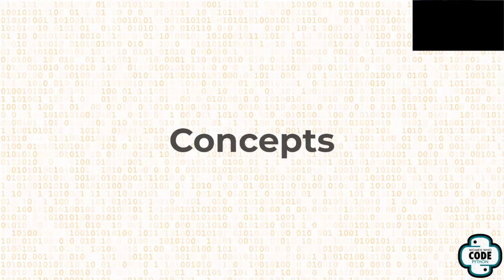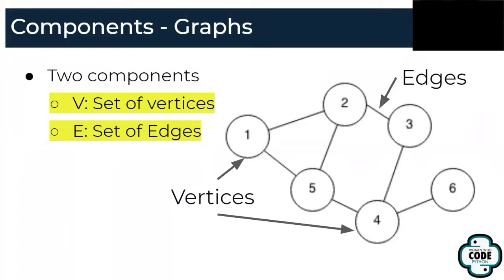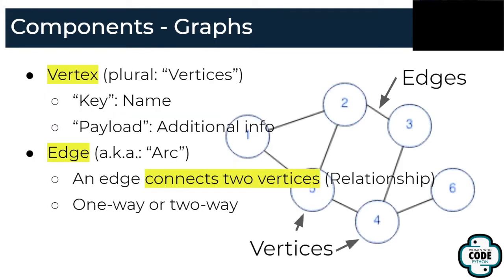And concepts of a graph. There are two components of a graph. First is V, which refers to the set of vertices, and E refers to the set of edges. We use uppercase letters here. And vertex is the singular form of vertices. A vertex can have a key, which is the name, and it can also have a payload, which is for additional information. And an edge is also called an arc, but we usually use the term edge.